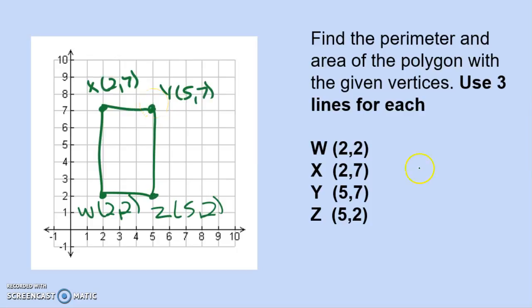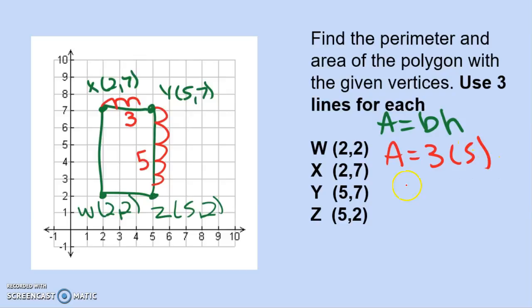Now, I need to know the area of a rectangle, which I do know. My area is my base times my height. But then I need to figure out what my dimensions are. So up here I have 1, 2, 3. So that's 3. Here I have 1, 2, 3, 4, 5. That is 5. Now, my area, I just need base times height. So my area is going to be 3 times 5. So my area is 15 units squared.